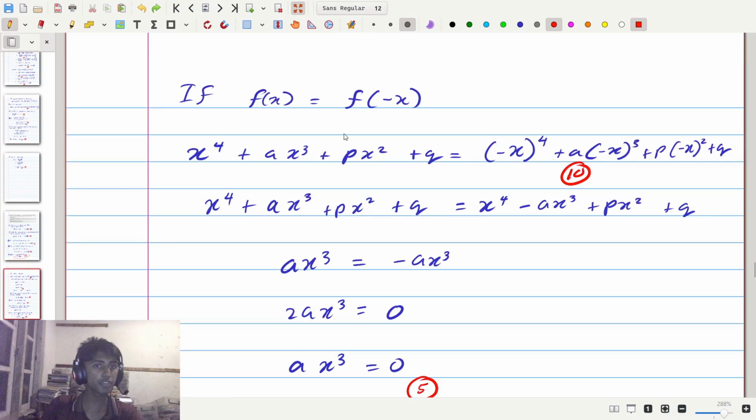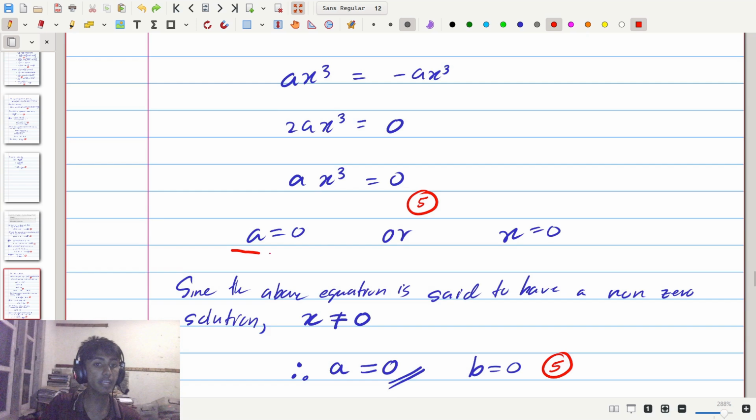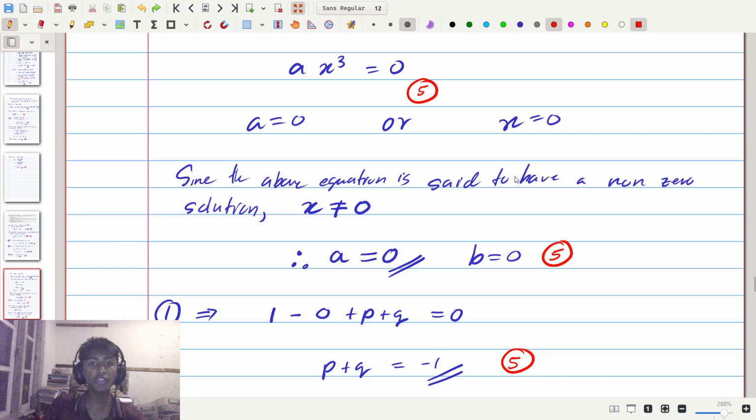Now moving on to the next part of the question, when you apply f of x equals f of negative x and actually substitute the values of the functions, for substituting f of negative x correctly and simplifying the negative signs correctly like so, you get a total of 10 marks. Now after that, when you cancel out all of the same terms and get left with 2ax cubed equals 0, and thus ax cubed equals 0, and thus a equals 0, x equals 0, for this you get 5 marks. After this, when you say that since this equation has a non-zero solution, x cannot be equal to 0, and thus this is invalid, meaning that the only solution here is a equals 0, and writing a equals 0, you get 5 marks for that.